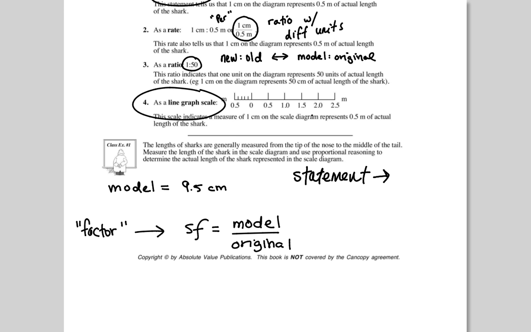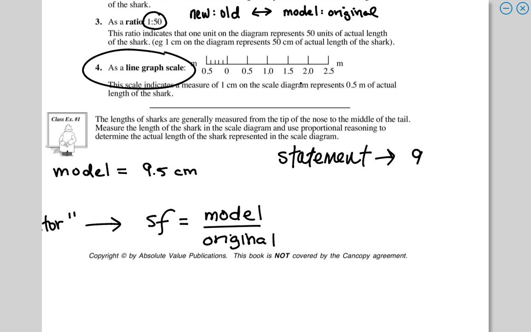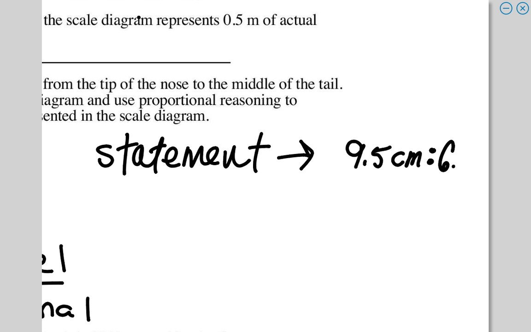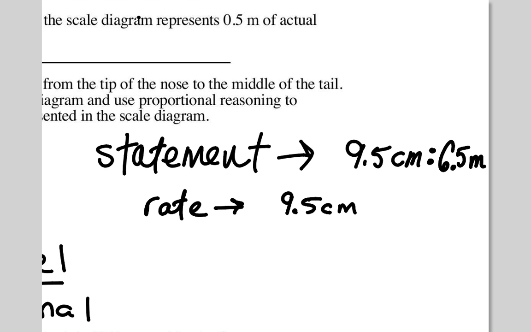I would say, remember model goes first, 9.5 centimeters, colon, what was the actual? 6.5 meters. Okay, that's the scale statement. What would the rate look like? For every 9.5 centimeters, we will get 6.5 meters. You guys okay with that so far?